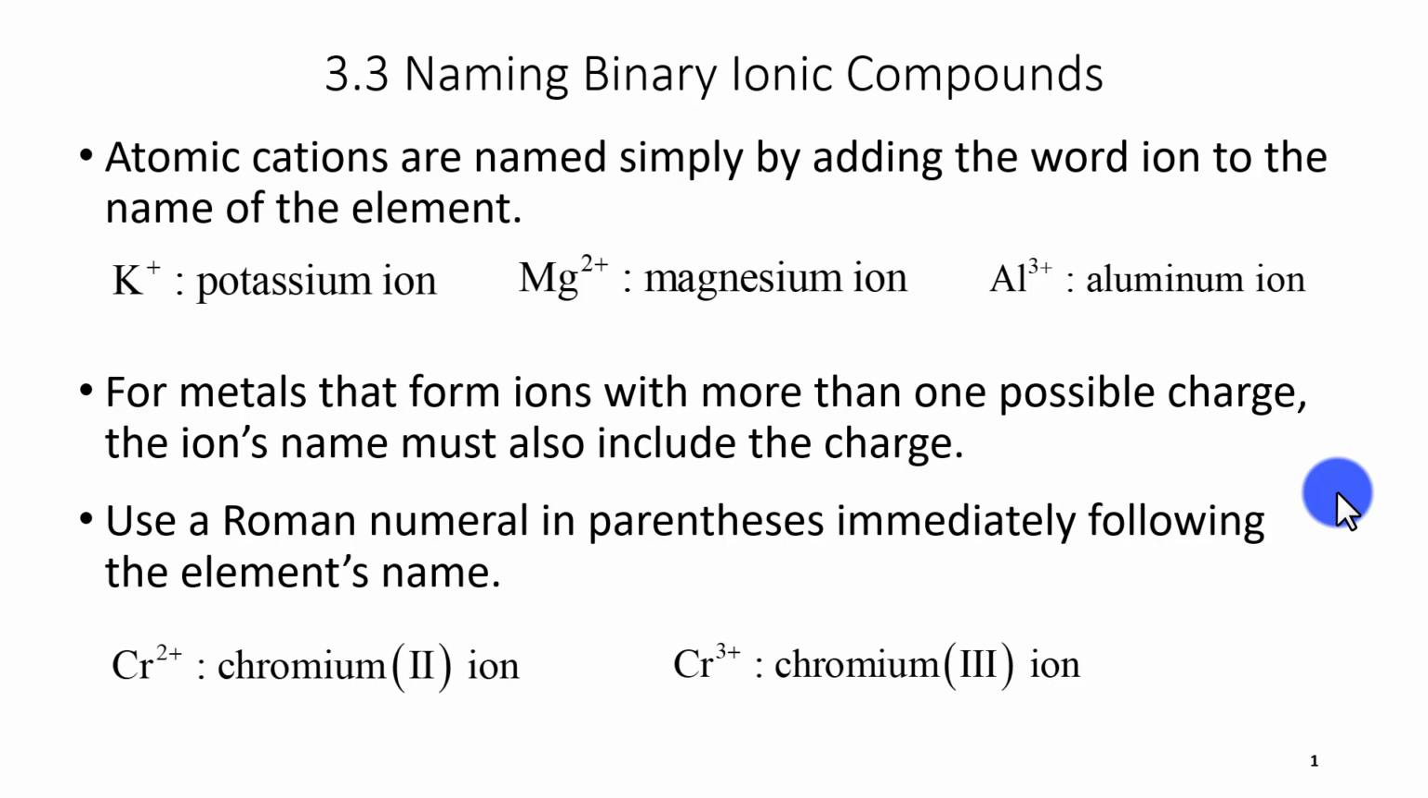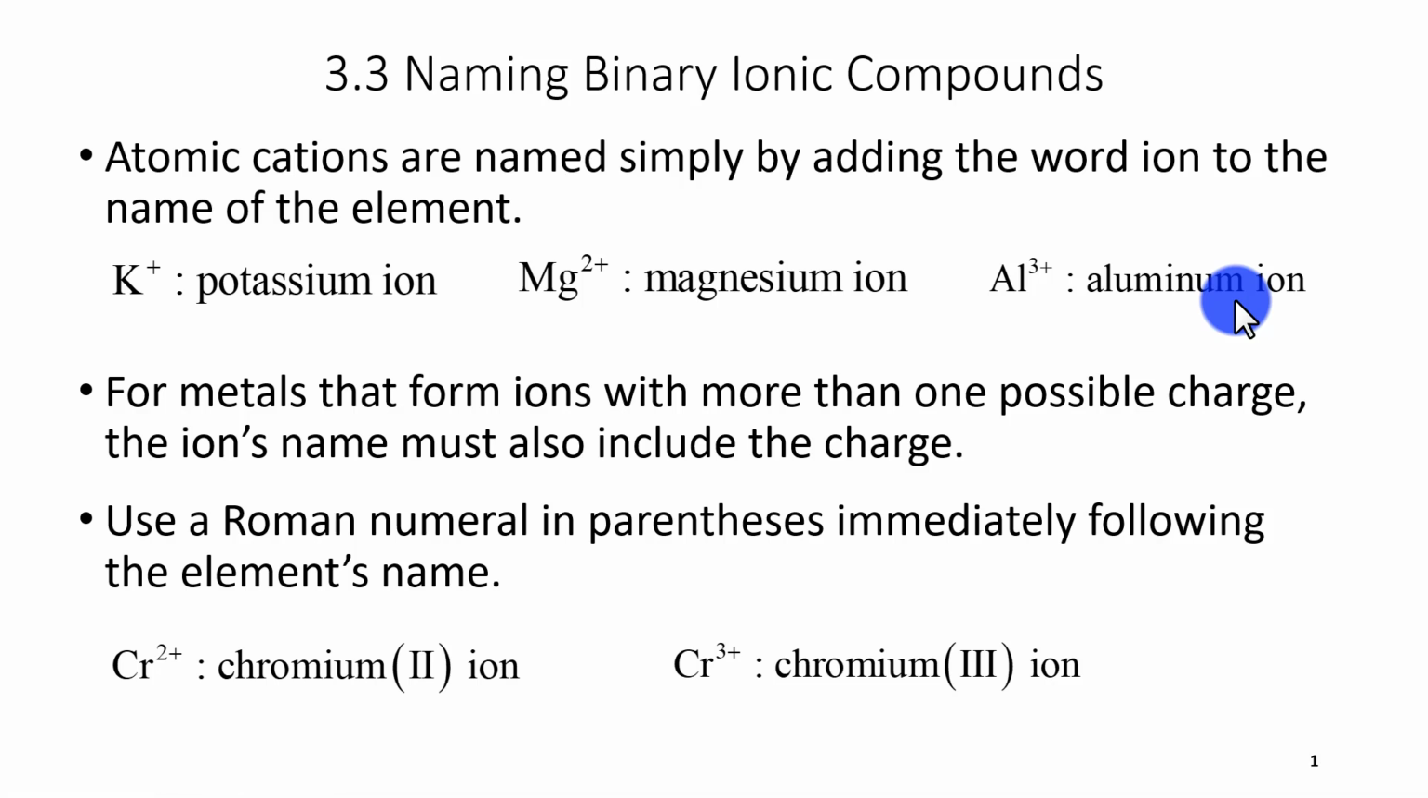We name positive ions, cations, simply by naming the element and adding ion at the end. For example, we know that K stands for potassium, so the name for the K+ ion is simply the name of the element, potassium ion. Mg2+ is magnesium ion because Mg stands for magnesium. Al3+ is aluminum ion because Al stands for aluminum.